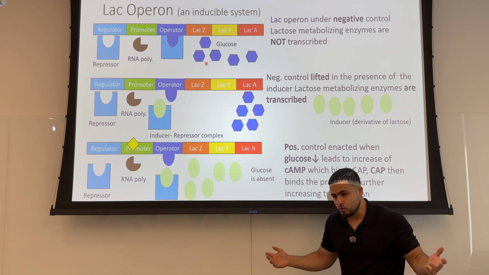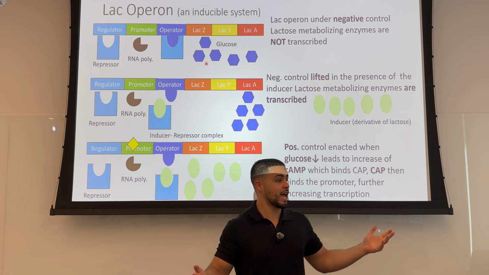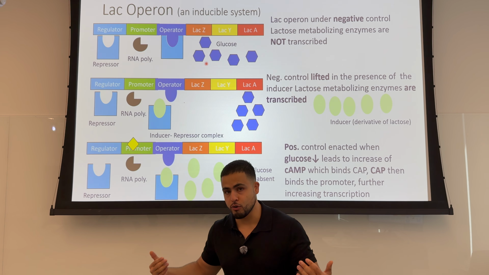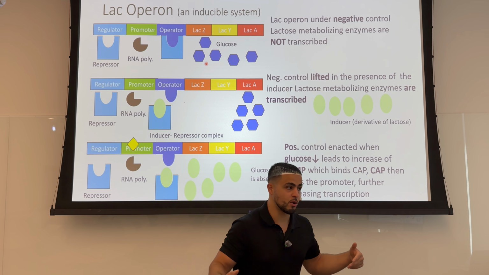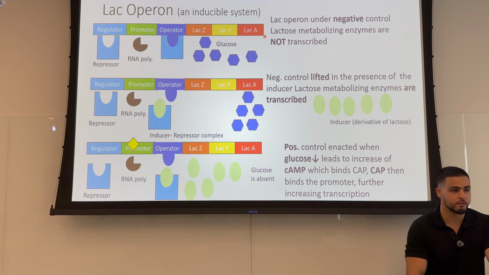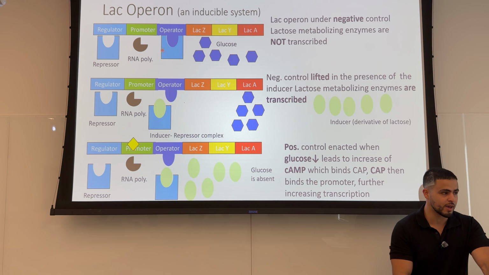If glucose is abundant and there's actually no lactose, why would you synthesize the enzymes that are involved in the metabolism of lactose? That would be a waste of energy and resources. So that's why it is shut off. And this is what we call negative control, because you have that repressor shutting down the process.